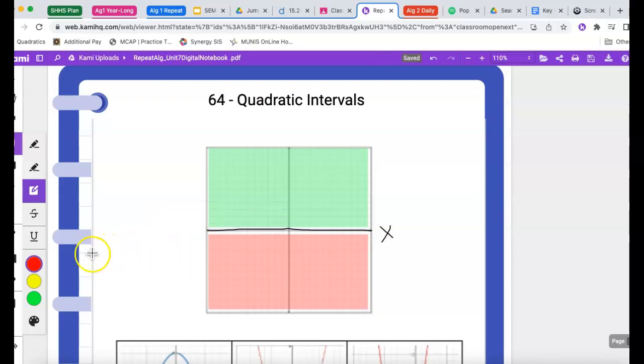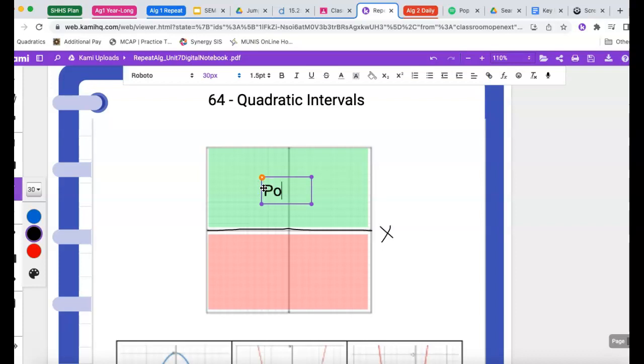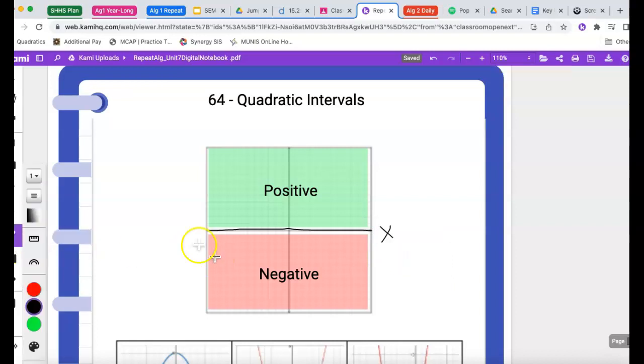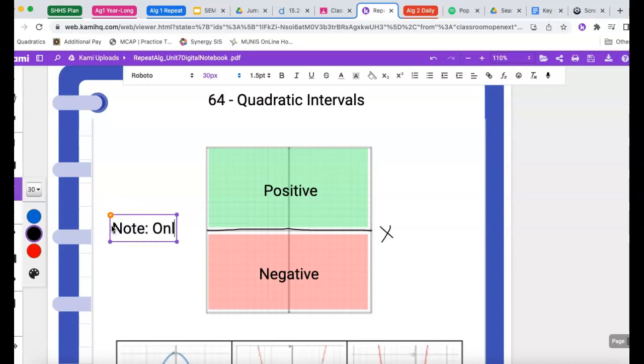I just want you guys to label them because you don't have green and red. So we're going to label the top as positive and the bottom as negative. Anything that's above the x-axis is positive. Anything that's below the x-axis is negative. And we only want to use the x value. So we're going to make a note over here that we're only going to use the x values. If I can spell.